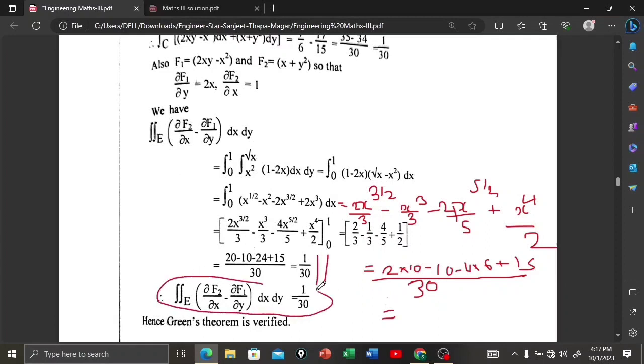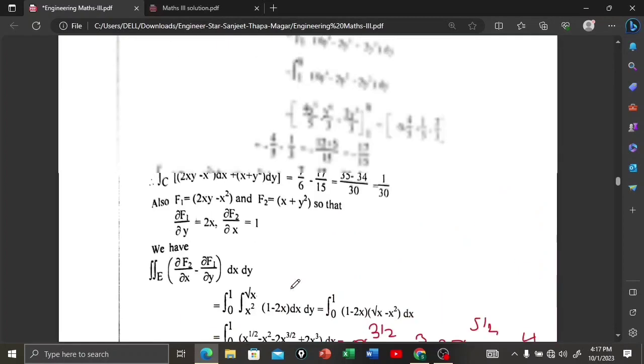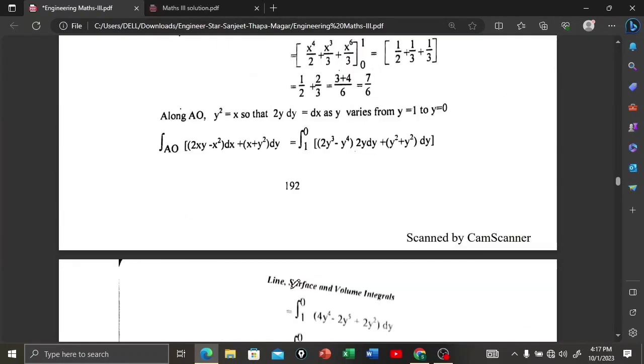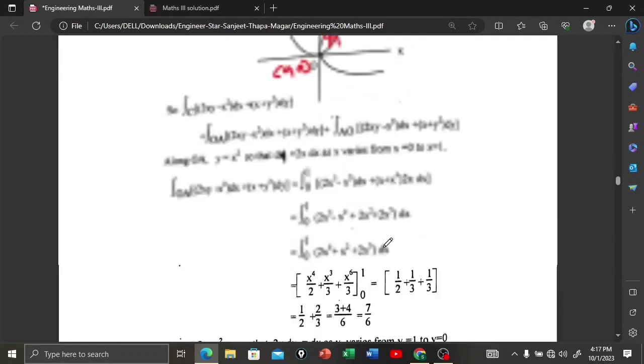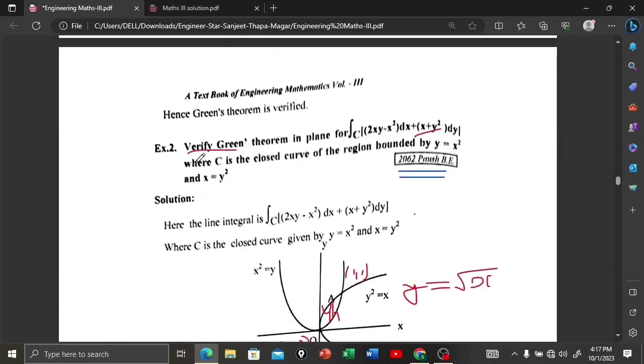So this double integral is 1 by 30 and the line integral is also 1 by 30. So Green's theorem is verified.